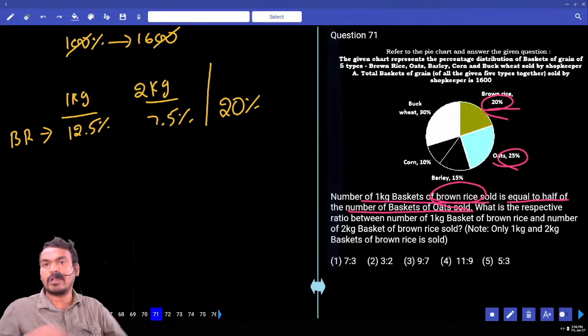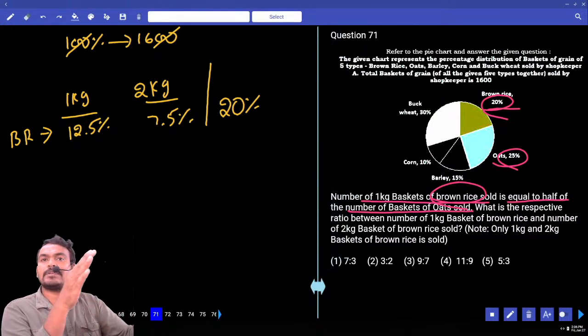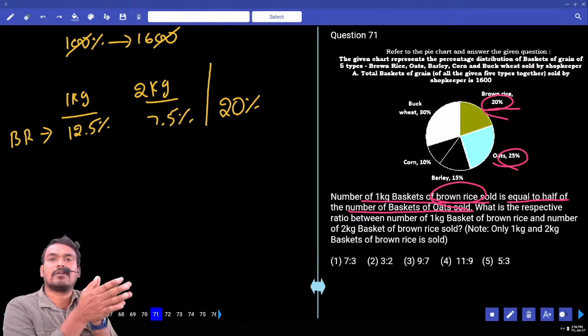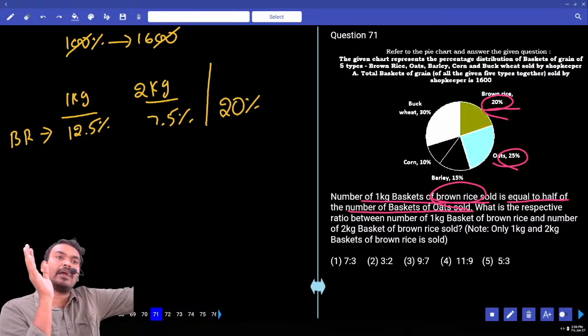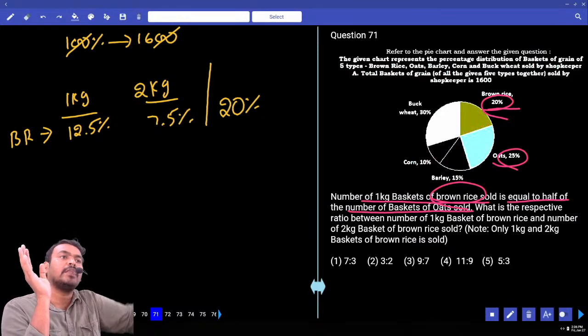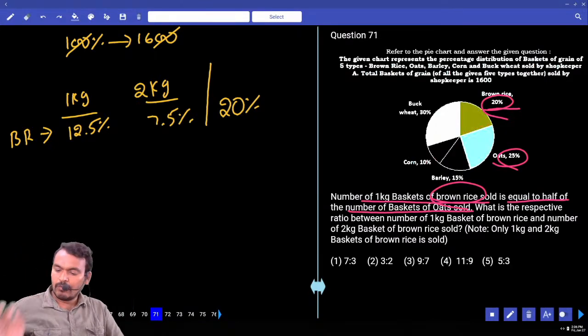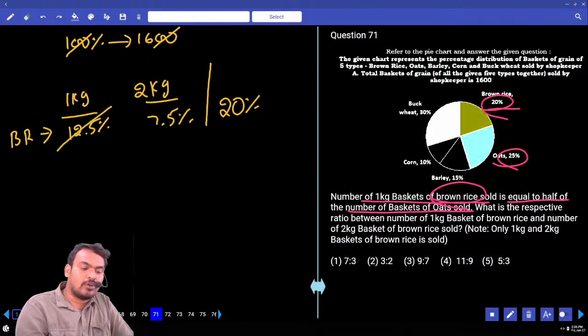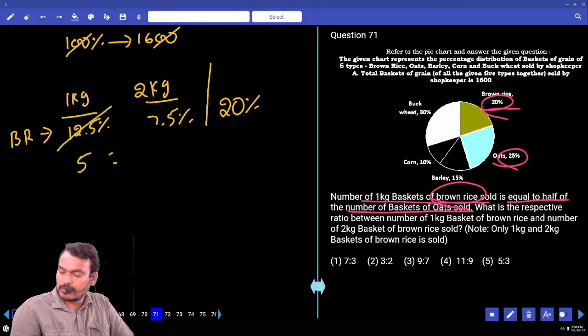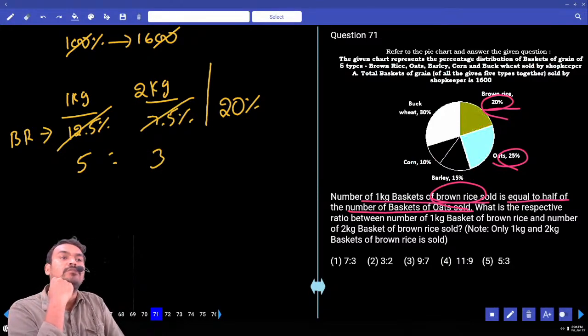What is the total brown rice? 20%. It is split into 2 categories or only 1 category? 2 categories. In that 1 category is already 12.5, and the remaining is 7.5. What is the question here? Ratio is required or not? Ratio means 25 how many times? 5 times. 25 how many times? 3 times or not? It is a 5:3 ratio.